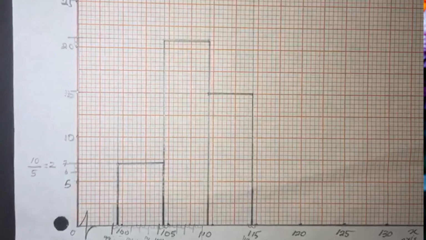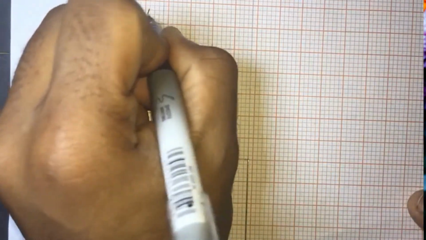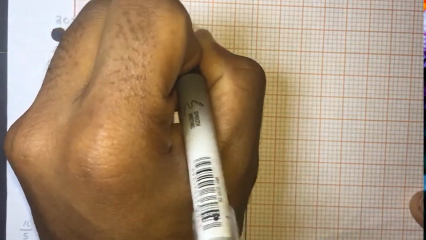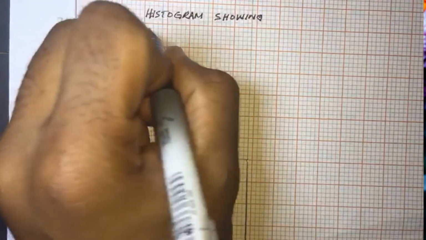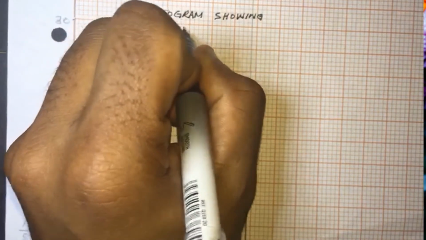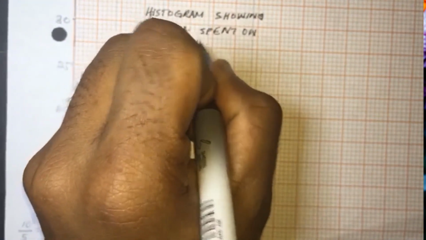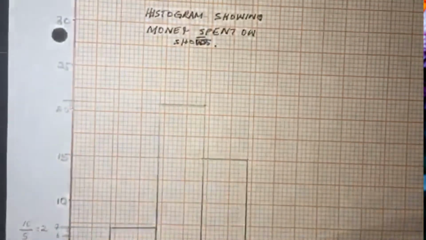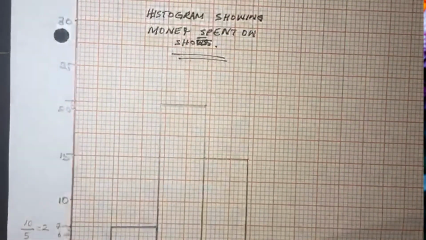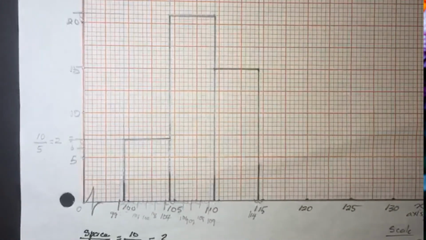Only thing that's left is for us to give it a title. So, histogram showing money spent on shoes. Oh, shoes. Great. So this is what our histogram looks like.